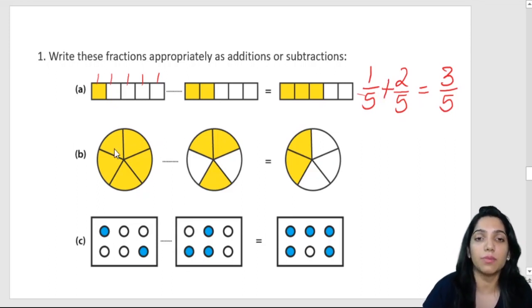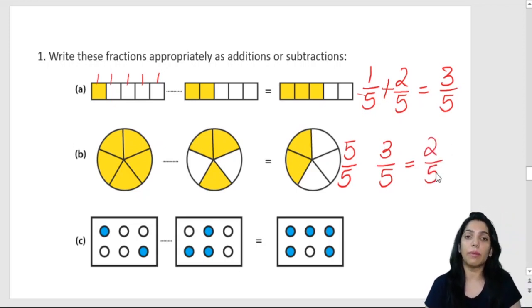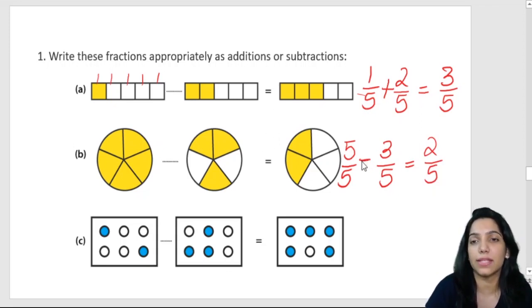Okay. Now let's move to the next one. Here we see out of 5, all the 5 parts are shaded, right? So it's 5 over 5. Then we have some sign in between. Then we have 3 over 5. And in the answer, we have got 2 over 5, right? So what sign will come in between? Is it minus? Correct. It's a minus sign.